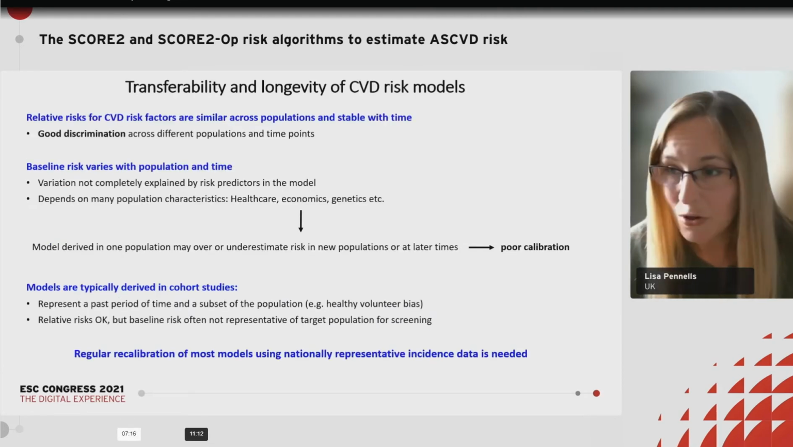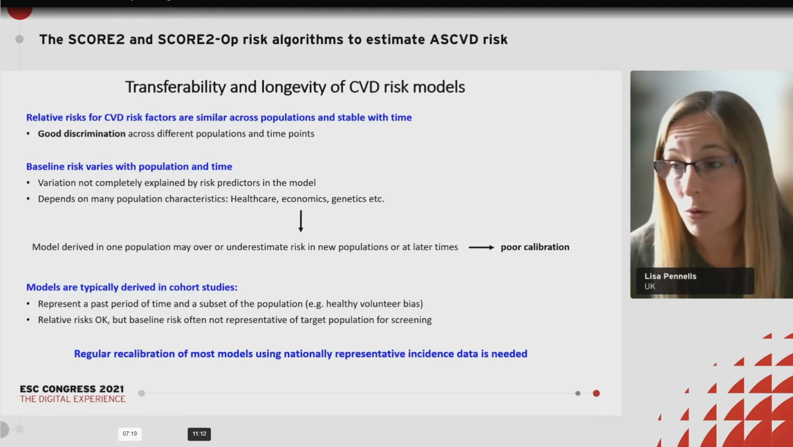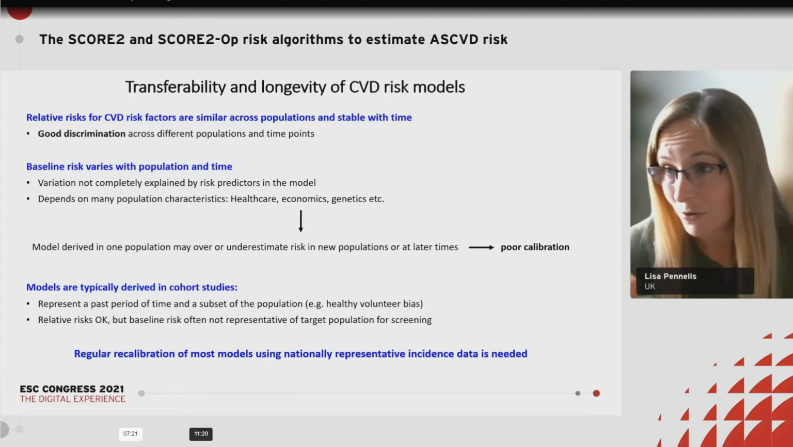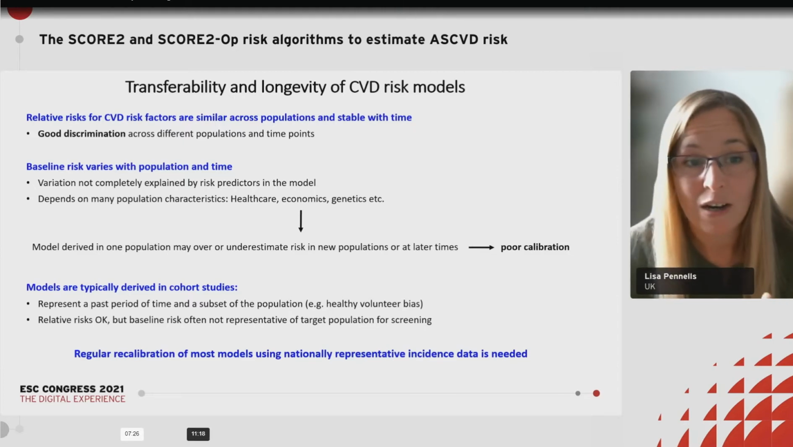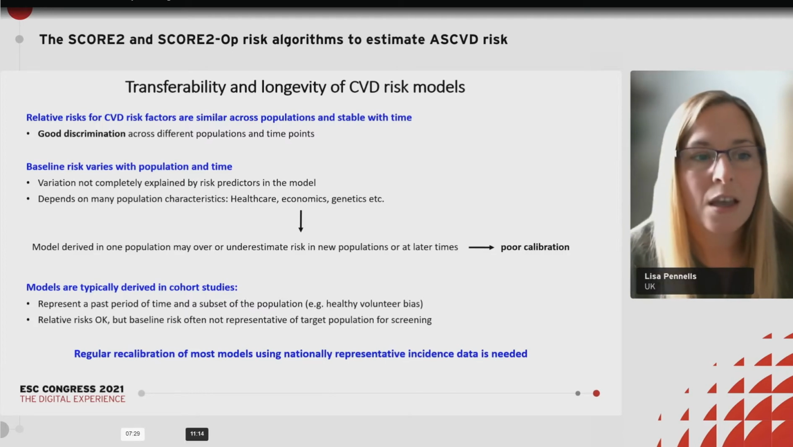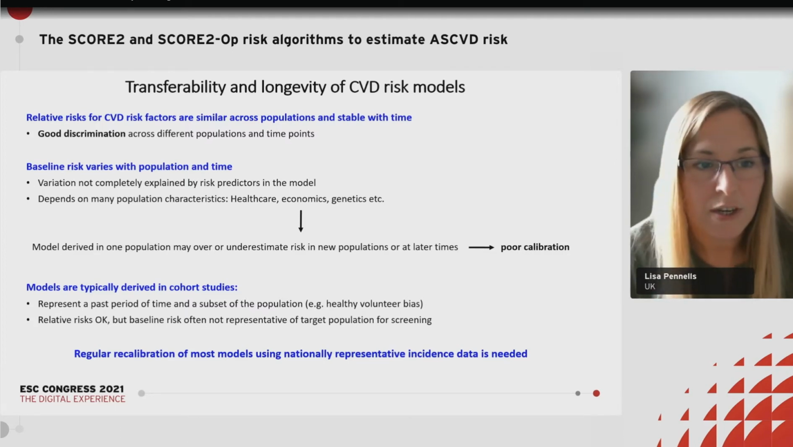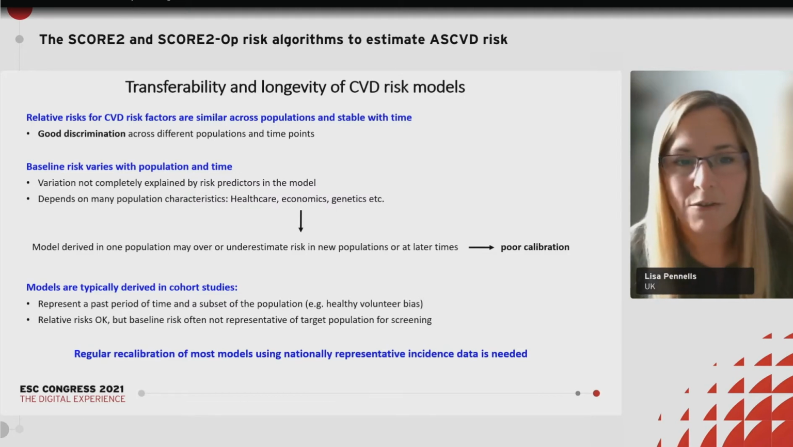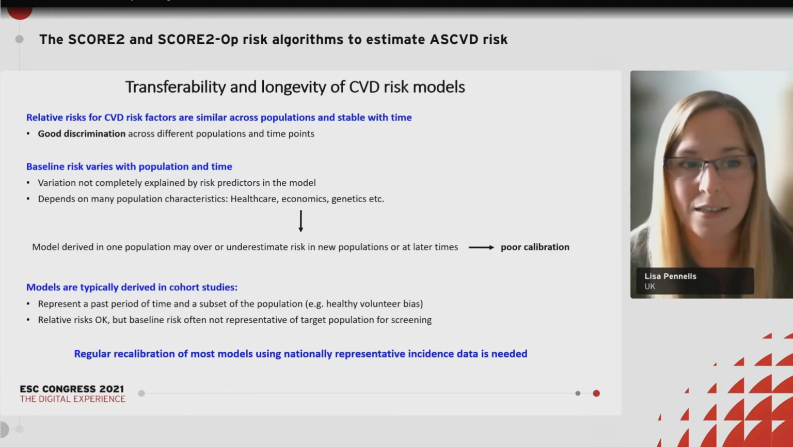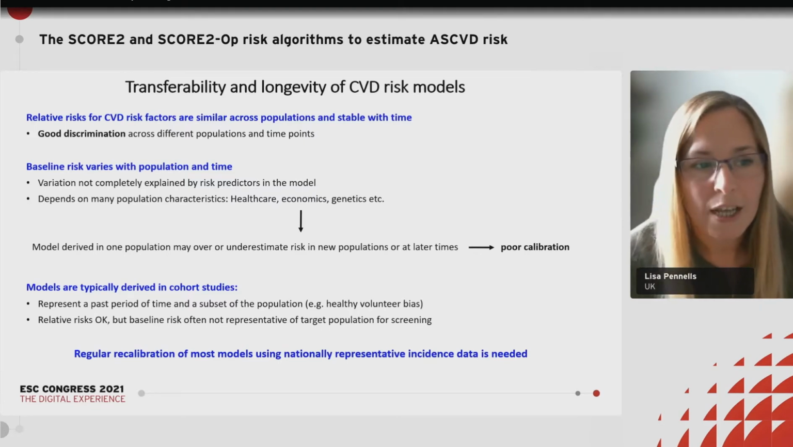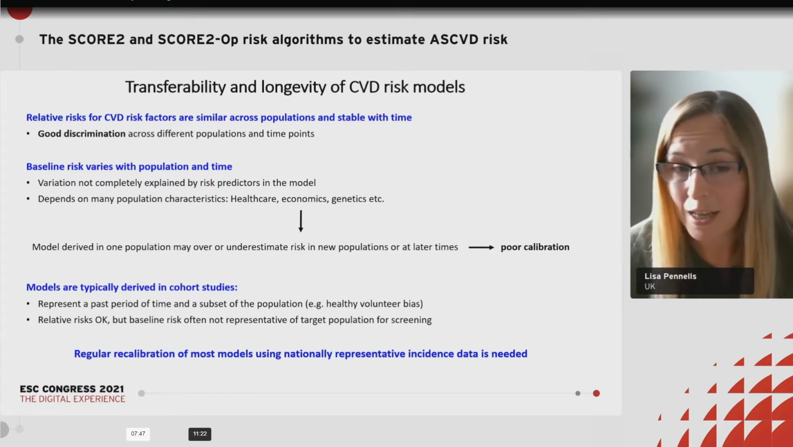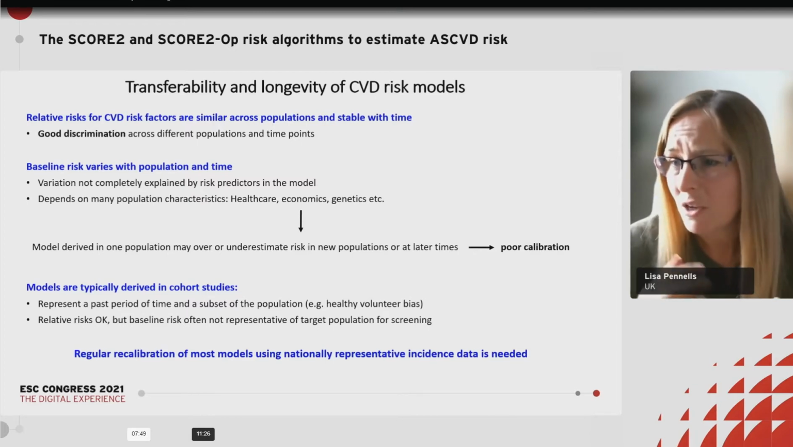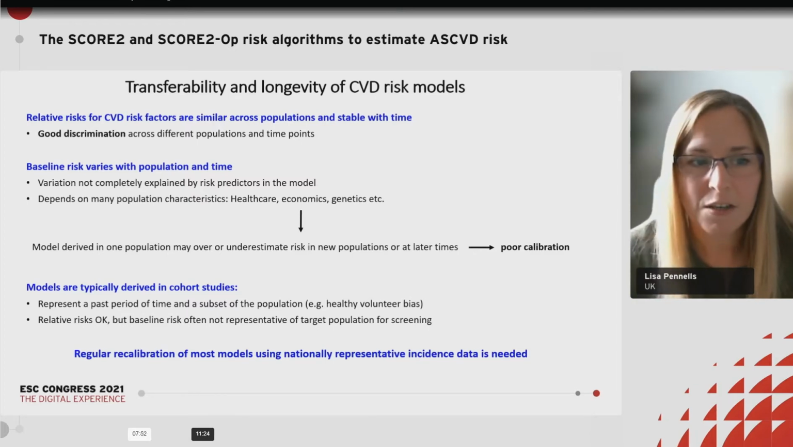So bearing those two components in mind, if we think about how transferable prediction models are across different populations, for example, different countries within Europe, or how relevant they are after a period of time has passed, we know that those relative risks, those risk ratios for CVD risk factors are very similar across different populations, and they've actually remained pretty stable across many decades. So a model derived in one population should discriminate equally well in other populations or in the same population after a period of time. So it should rank people similarly well in terms of their risk.